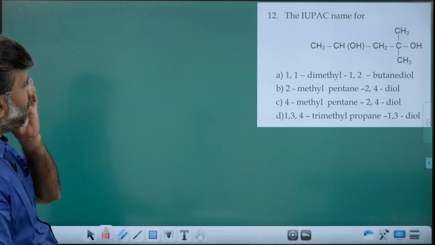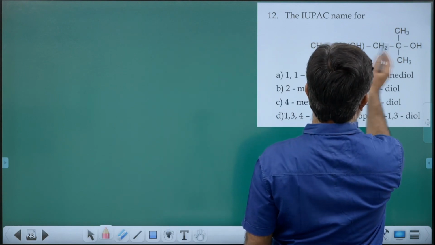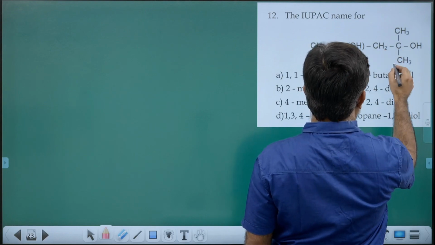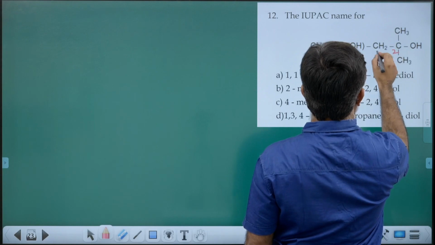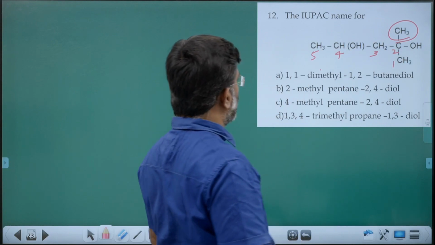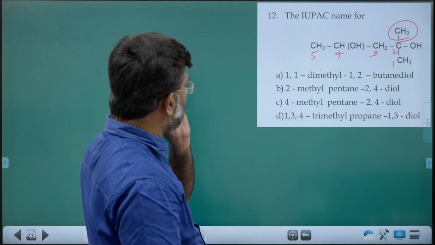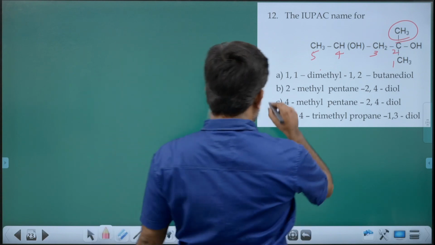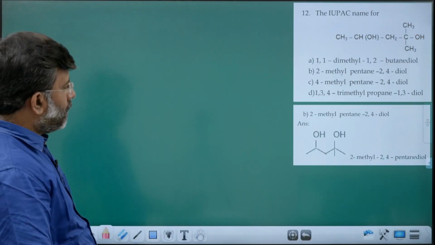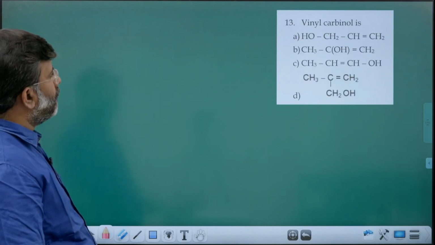IUPAC name of the molecule: see, is the numbering from left or right? 1, 2, 3, 4, 1, 2, 3, 4. So it should be numbered from here, isn't it? 1, 2, 3, 4, 5. So it is 2-methylpentane-2,4-diol. Option B is the correct answer. 2-methylpentane-2,4-diol. Next.